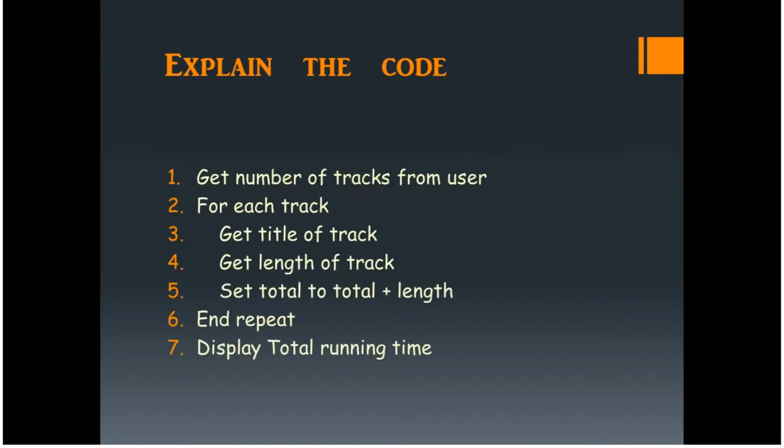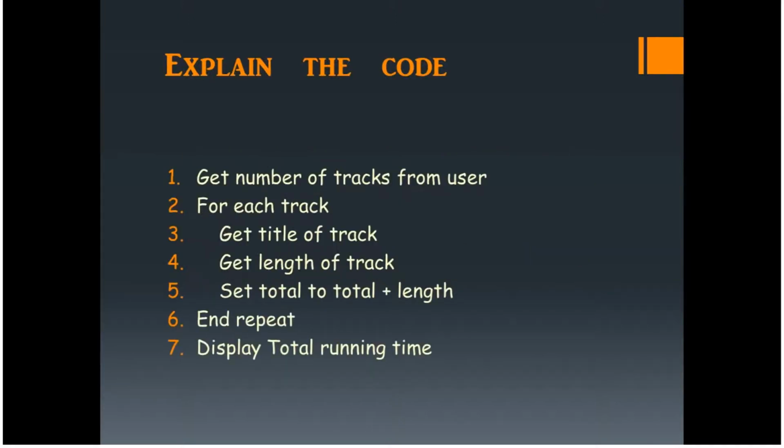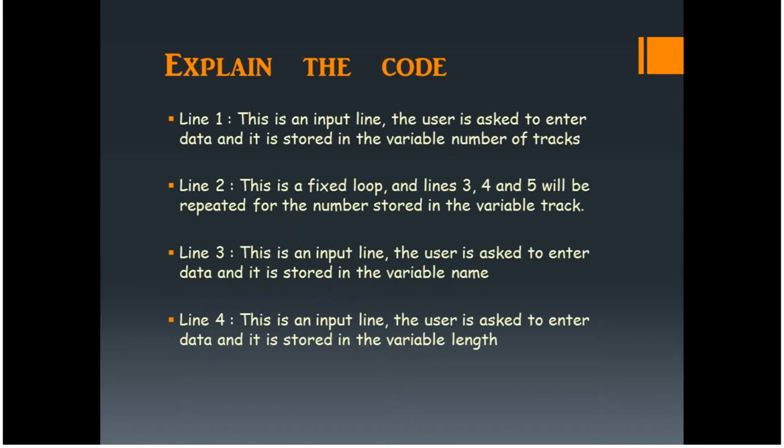Line 3, get title of track. Input, process, output, clearly an input. If you look at what you wrote for line 1, you should be able to easily turn that into line 3. So let's look at it. Line 3, this is an input line. The user is asked to enter data and it is stored in the variable name. Line 4, get length of track. It's an input line. The user is asked to enter data and that data is going to be stored in the variable length. Hopefully you're seeing the pattern. And there it is, exactly as I said it.